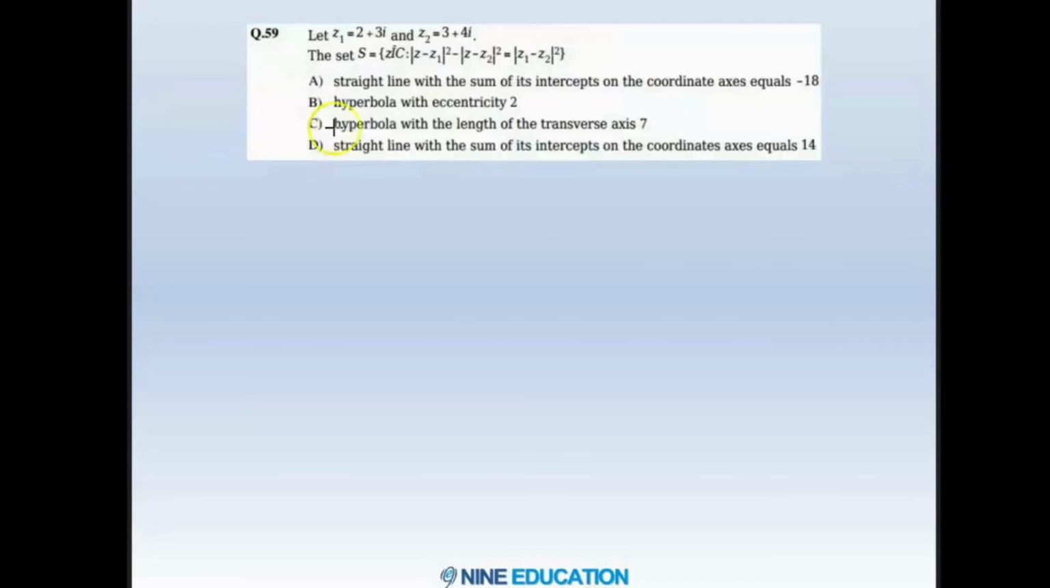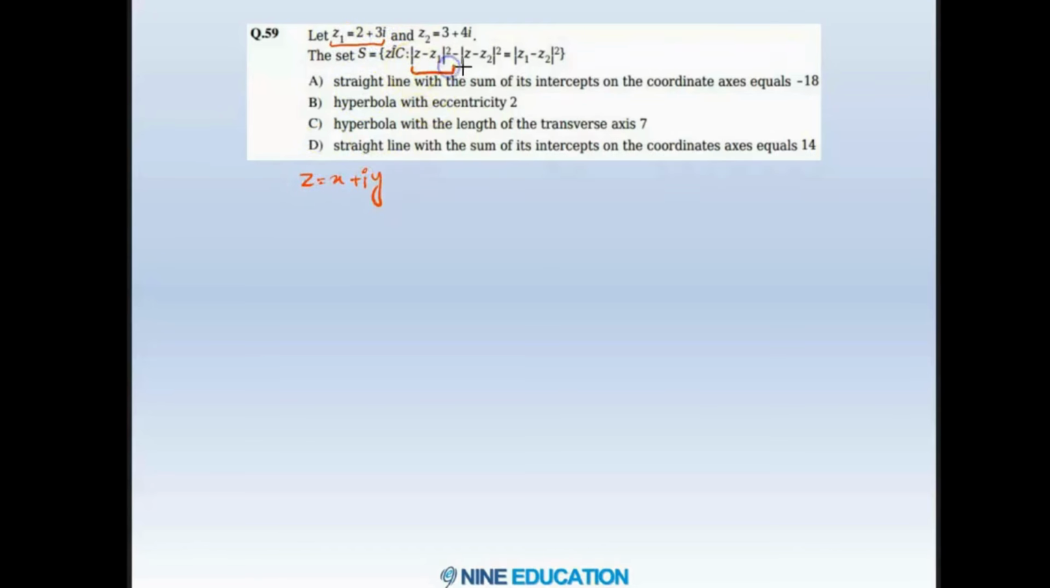Question number 59 is, let Z1 be equal to 2 plus 3i and Z2 be equal to 3 plus 4i. The set S consists of complex numbers Z such that modulus square of (Z minus Z1) minus modulus square of (Z minus Z2) is equal to the square of the modulus of (Z1 minus Z2). So as you can see, Z1 is 2 plus 3i, and let's suppose Z is x plus iy.